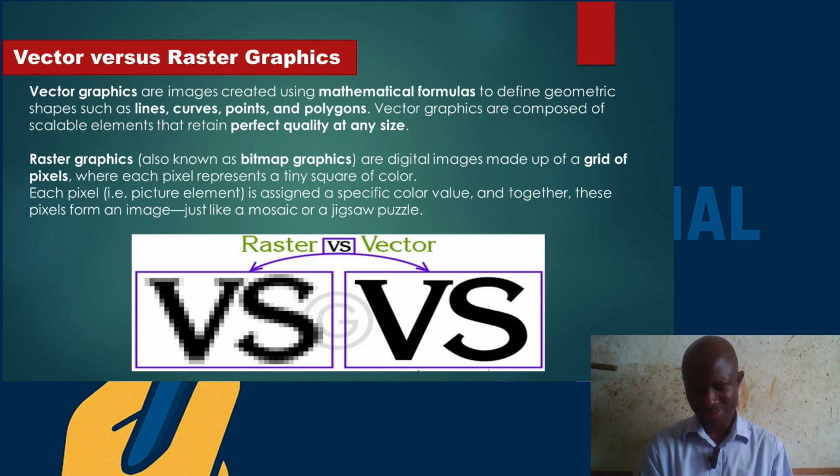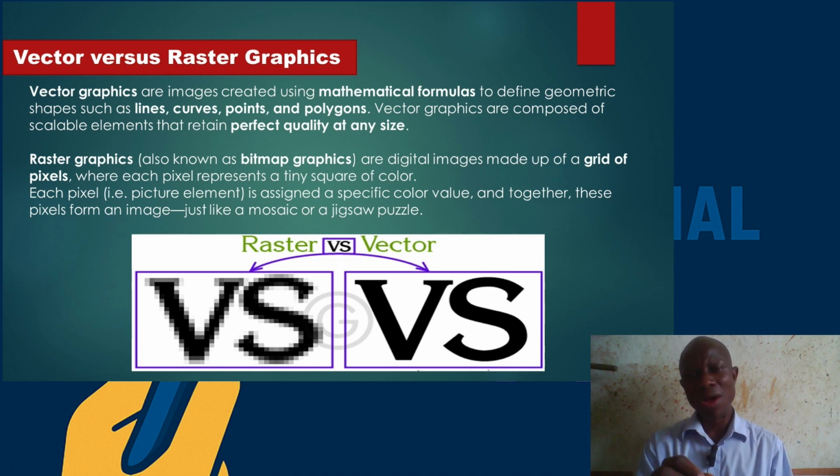Can you see? The one at the left, the edge, the line is not straight. It's somewhat like a zigzag. Not a straight line. But look at the one at the right. So perfect. That's raster versus vector. What do you mean by this?